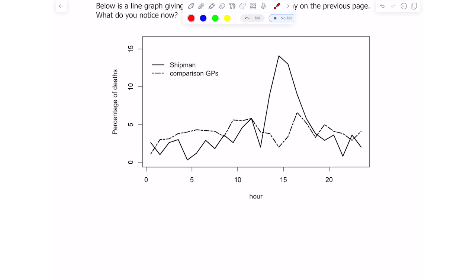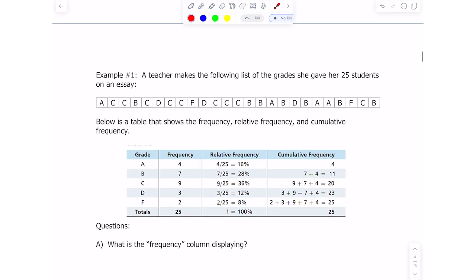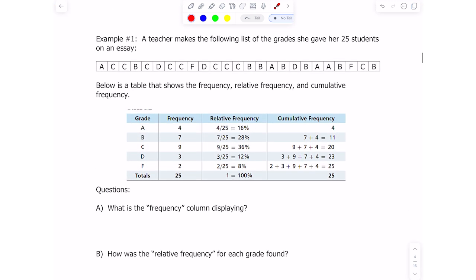Okay, let's take a look here at a type of table. It's called a frequency table. It's an organized list, if you will, of data. So, typically data is not organized for us when we collect it. When I say data, I just mean information about things.